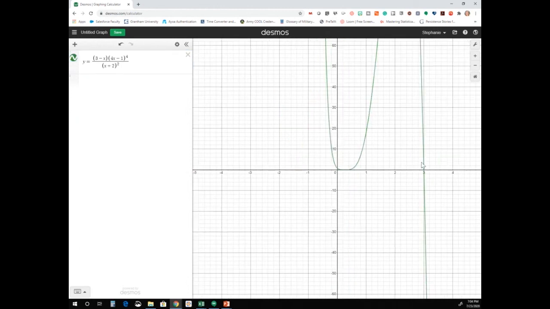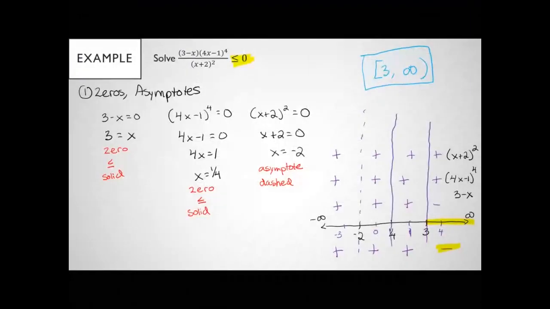Okay, so our graph is getting negative from 3 to positive infinity. You can see that right here. That matches our answer here. That's where the graph is going negative. So that matches what we have. But I want to point out something interesting here.